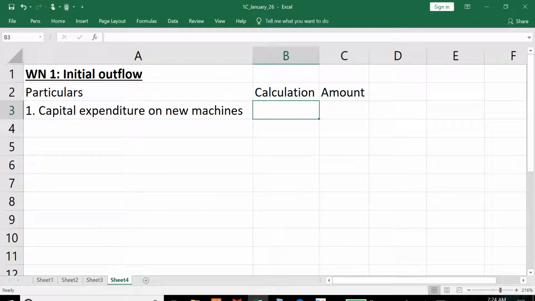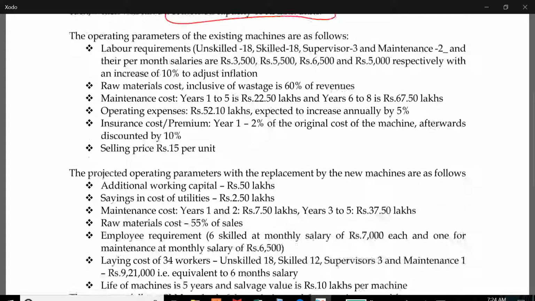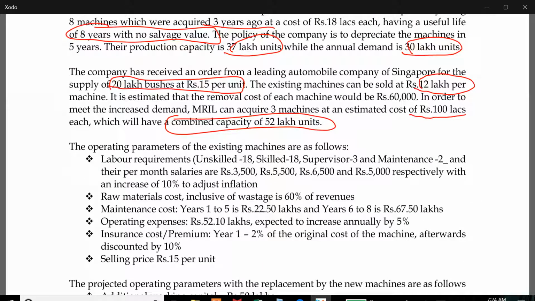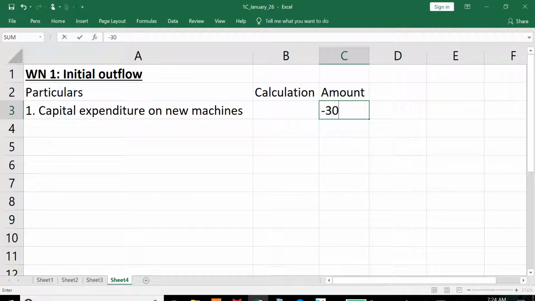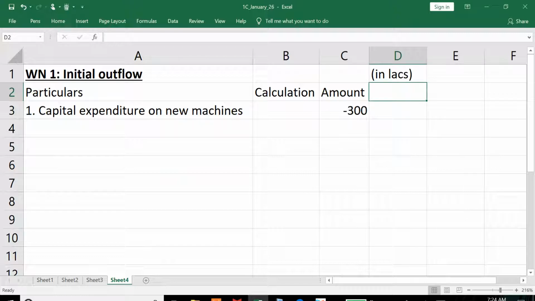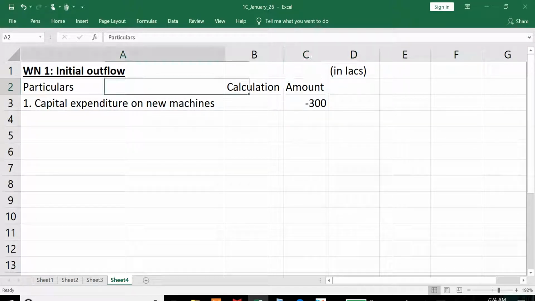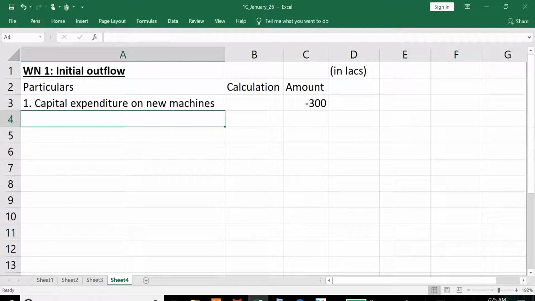Use a pencil or keep ticking the points, because it's too much and we may end up missing a lot of information. So if I write this, then you can put a tick so that we don't go back to that line. What is the capital expenditure on new machine? 100 lakhs each. So we are done with analyzing this point. 100 lakhs each, and there are totally 3 machines. So I'll write minus 300 on the right side, in lakhs. Solve the problem in lakhs. Capital expenditure on new machines minus 300.